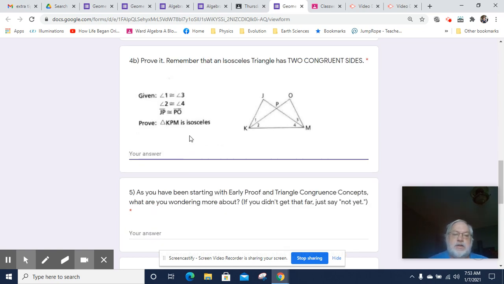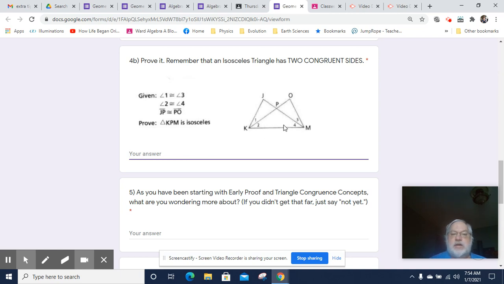Okay, now let's take a look at this one. We've got an isosceles triangle proof. So we need to prove that KPM is isosceles. To prove that KPM is isosceles, we need to prove two sides are congruent. These are the most likely sides. What would be useful is that we've got these overlapping triangles, and we could prove that either these two triangles are congruent or this triangle and this triangle are congruent.